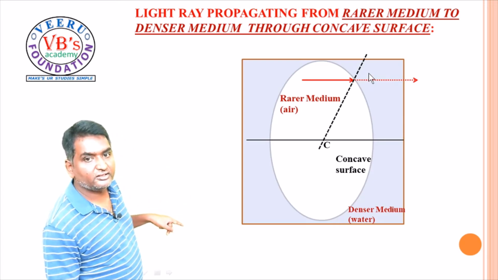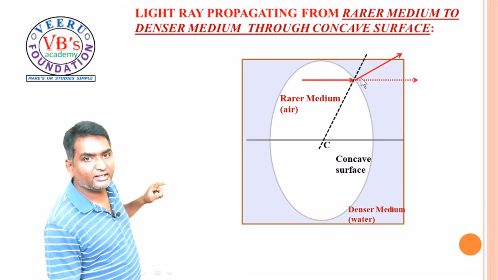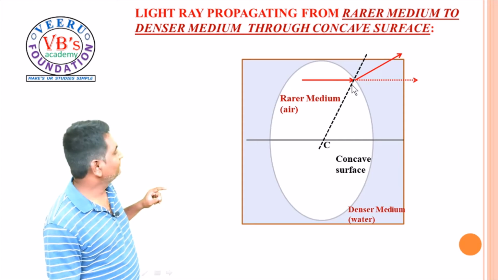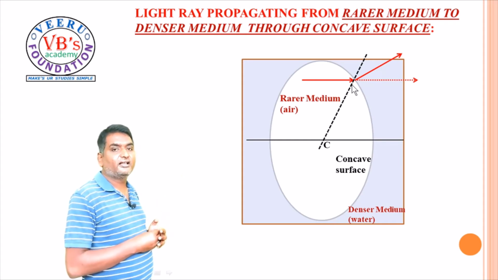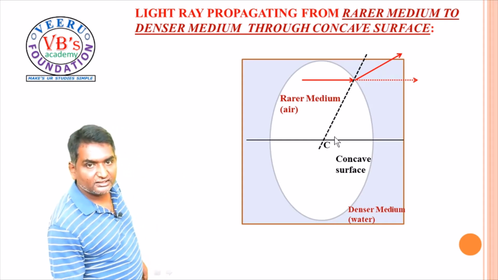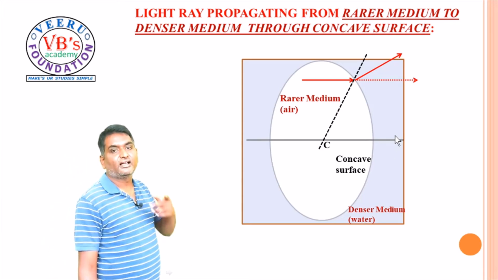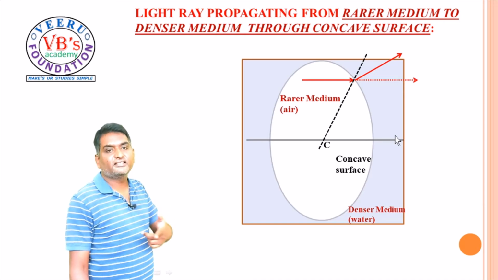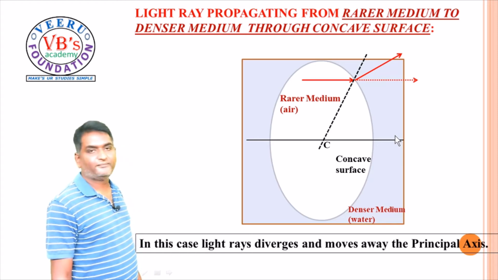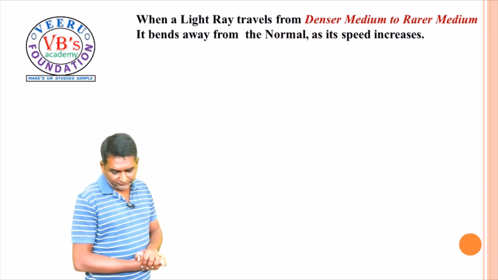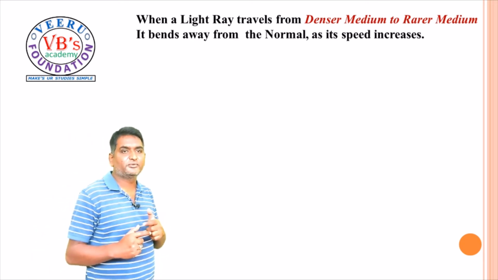The light ray enters the denser medium but bends towards the normal, like this. This is important. In this case, light rays are moving away from the principal axis. This is the principal axis. So these are diverging. So the concave surface acts as a diverging surface when light rays move from rarer medium to denser medium.